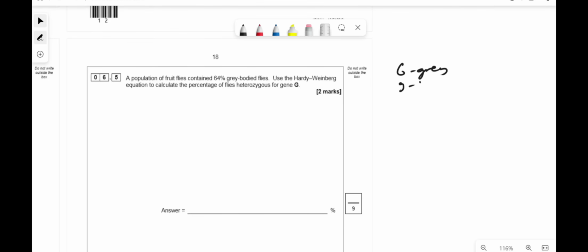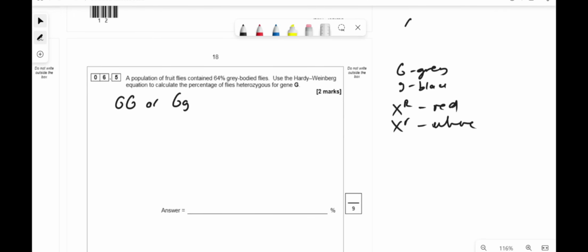Okay, so a population of fruit flies contains 64% gray-bodied flies. So I'm just going to rewrite this as big G is gray, little g is black, X big R is red, X little r. Population of fruit flies contains 64% gray-bodied flies. Use the Hardy-Weinberg equation to calculate the percentage of flies heterozygous for gene G. So gray can either be big G, big G or big G, little g.